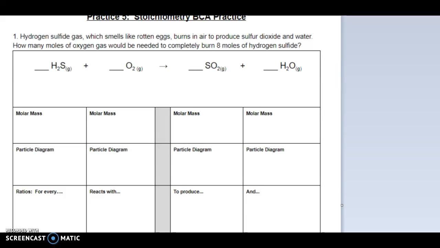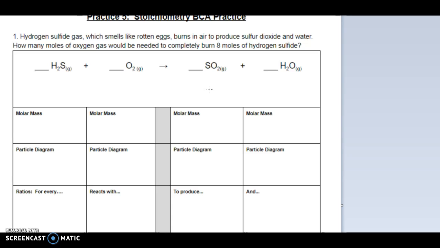Okay, so here goes an example for practice 5. Mr. Nelson may have done this one on the board for you, but just in case you need it again. Hydrogen sulfide gas, which smells like rotten eggs, burns in air to produce sulfur dioxide and water. How many moles of oxygen gas would be needed to completely burn 8 moles of hydrogen sulfide?